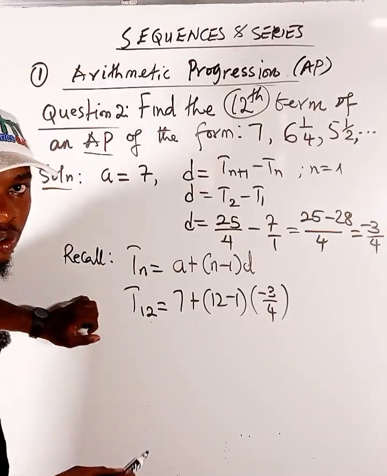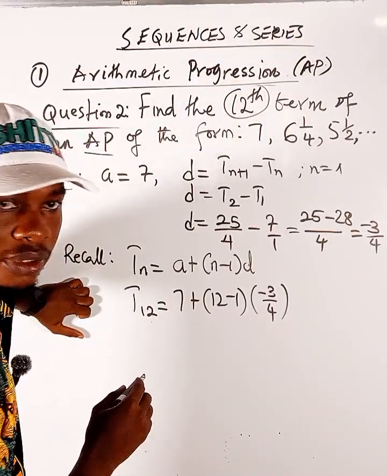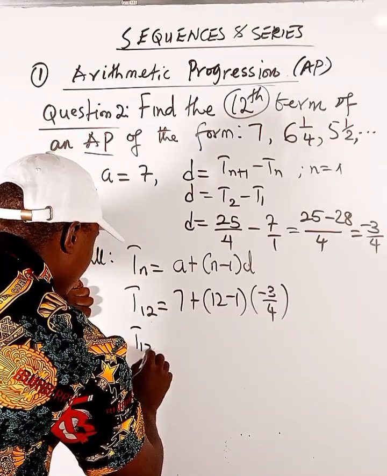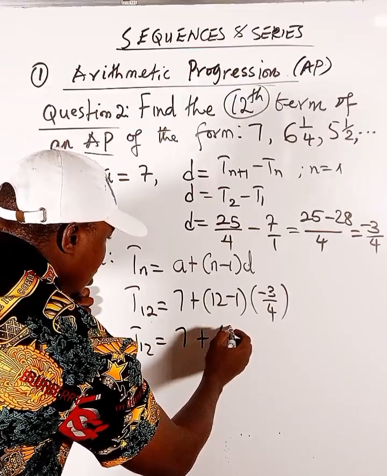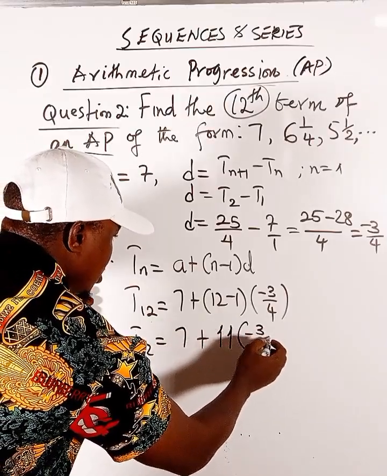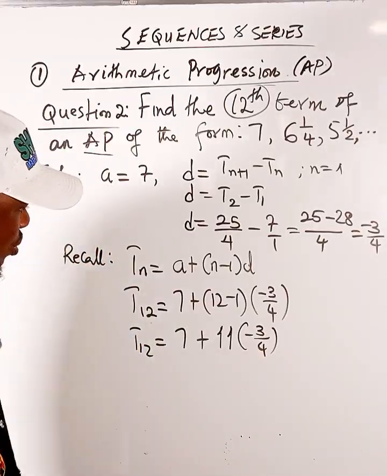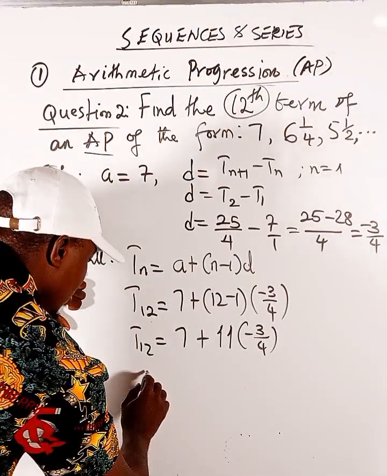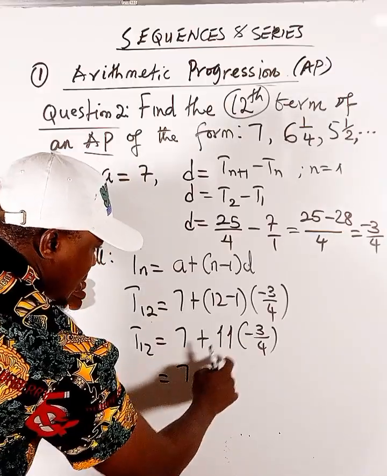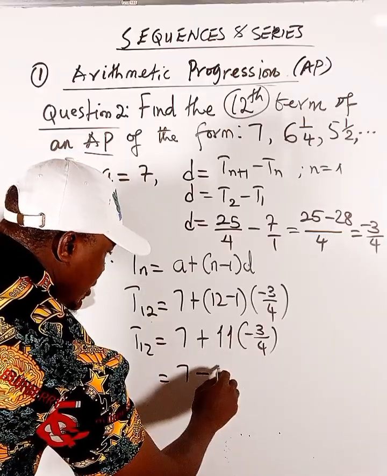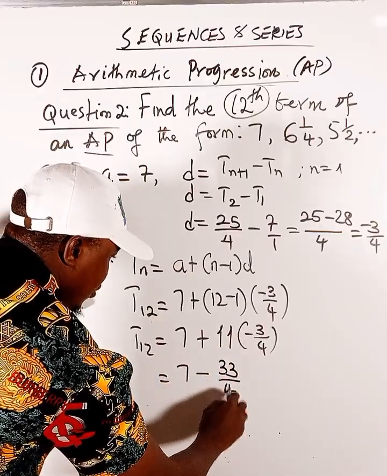The next thing we're going to do from here, T12 will now be 7 plus 12 take away 1, we have 11, then times minus 3 over 4. So from there, we're going to have 7, then plus times minus gives minus, 11 times 3 we have 33, all over 4.